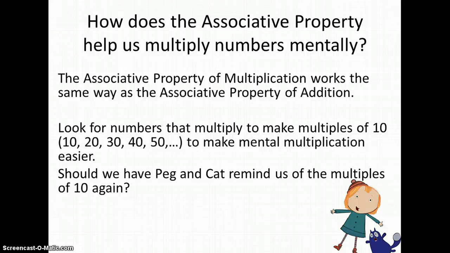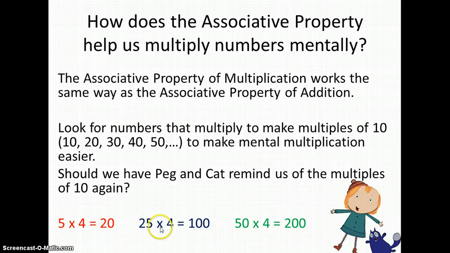Let's look at some examples of multiplication problems that give us multiples of 10. 5 times 4 equals 20. 20 is a multiple of 10. 25 times 4 equals 100, and 100 is also a multiple of 10. 50 times 4 equals 200, and 200 is another multiple of 10.